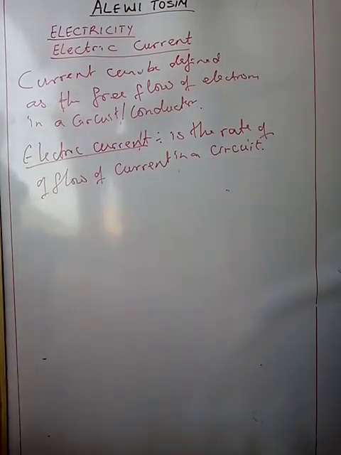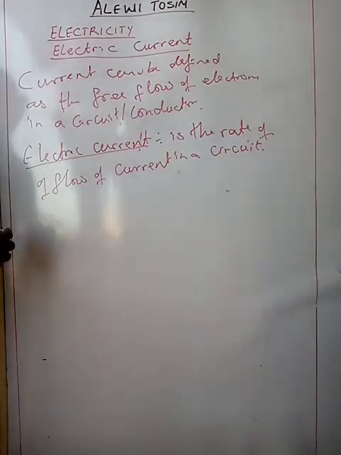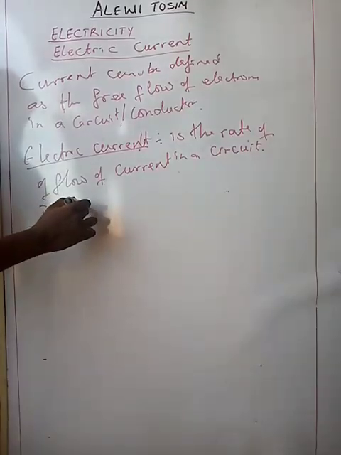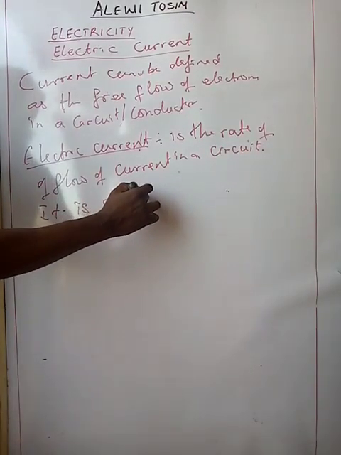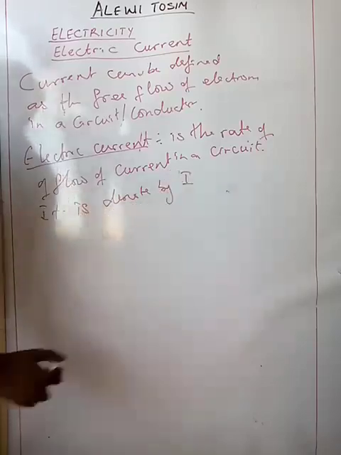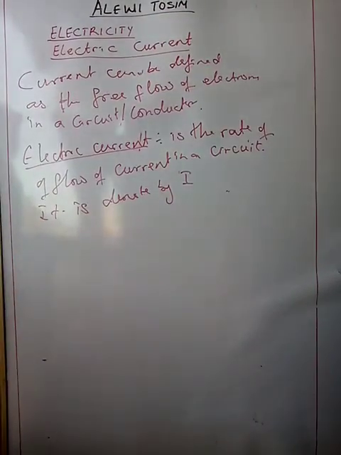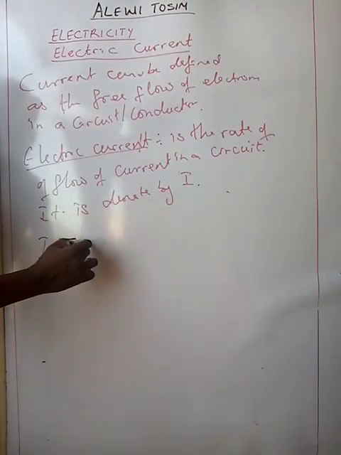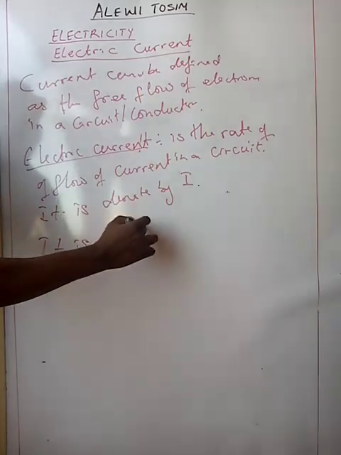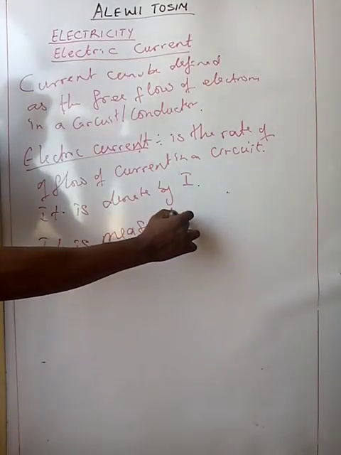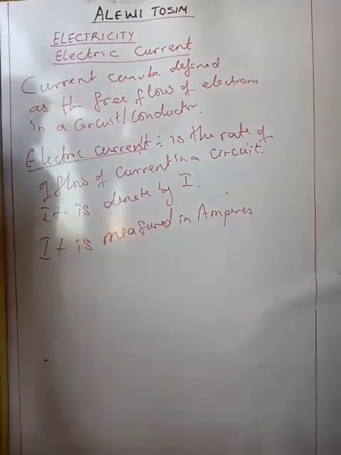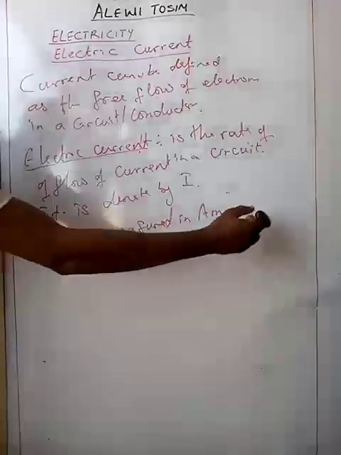Now, current itself is denoted by I. Current is denoted by what? It is denoted by capital letter I, and it is measured in amperes. Current is measured in amperes. That's A.